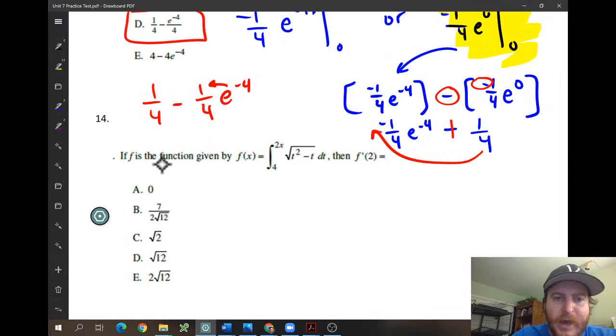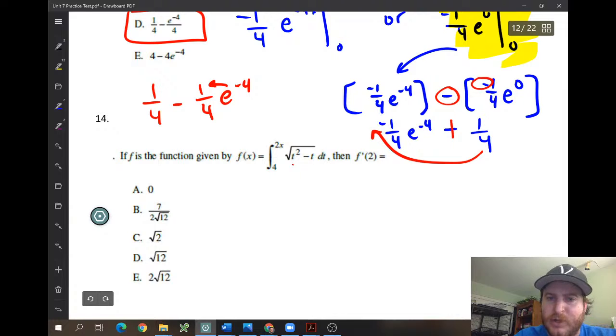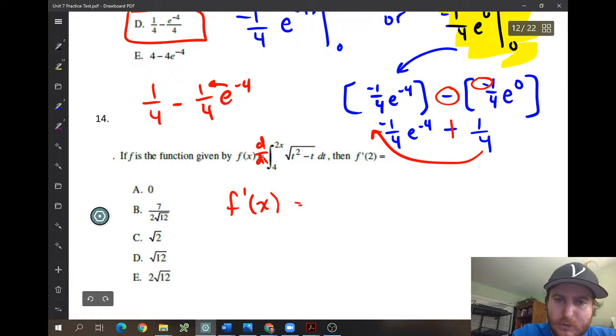Okay. If f is the function given by f of x equals the integral from 4 to 2x of the square root of t squared minus t, then what would be f prime of 2? Before you can do f prime of 2, you always need to find f prime of x. So I'm going to do d dx, right? And this is chain rule with that FTC.